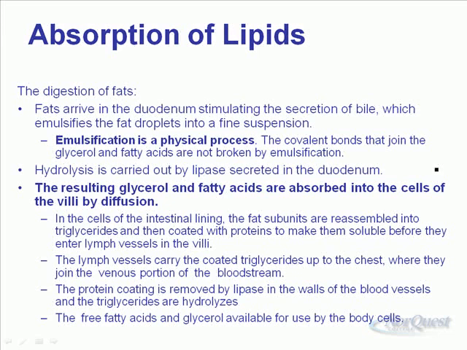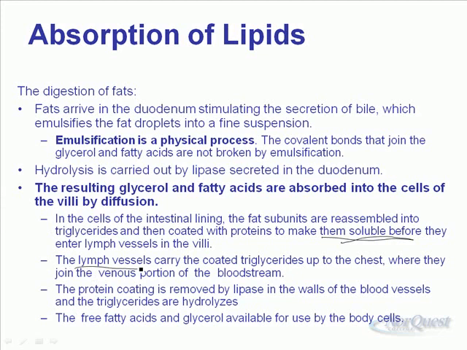In these cells, these fat subunits are reassembled into triglycerides, and then they're coated with a protein because fats are not soluble by themselves. So we have to make them soluble first in water. Then they can be transported in our lymph system. So that's the other big difference. They don't enter our circulatory system right away. They enter our lymph system.